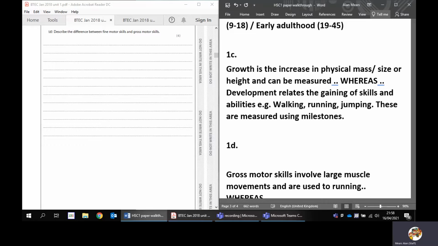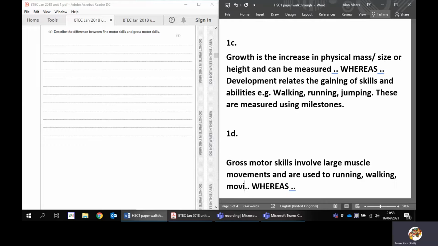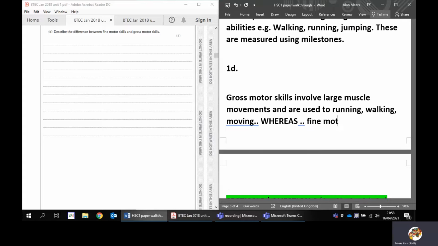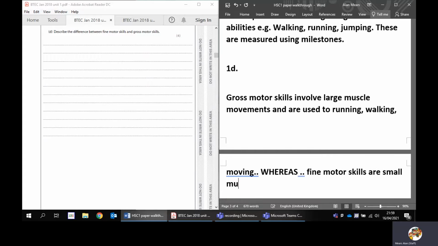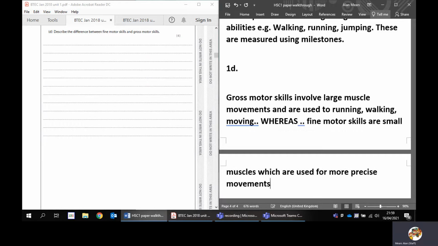running, walking, moving, whereas fine motor skills involve smaller muscles which are used for more precise movements such as picking things up or manipulating objects. So again, we're thinking about how we've organized this.